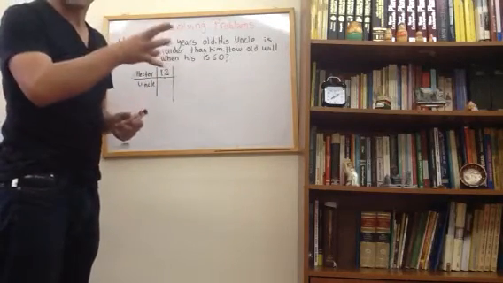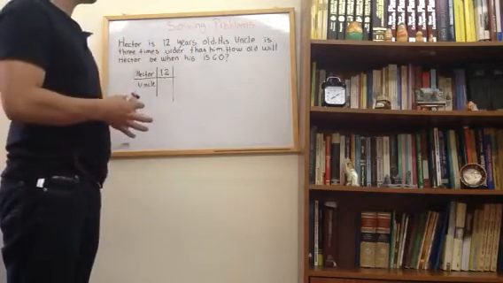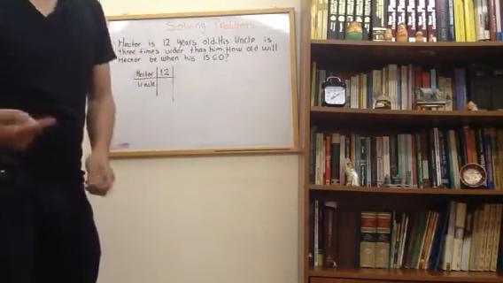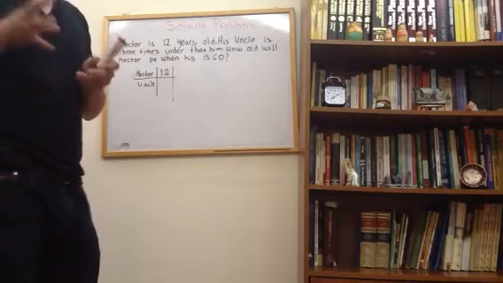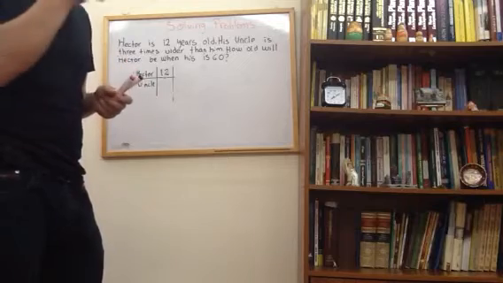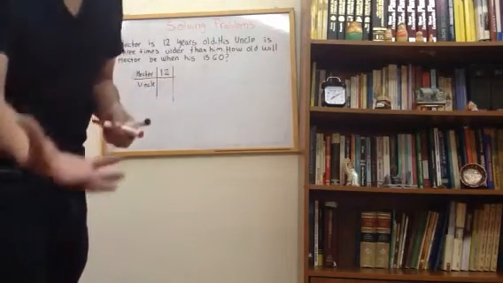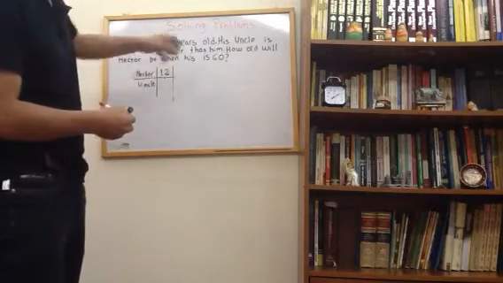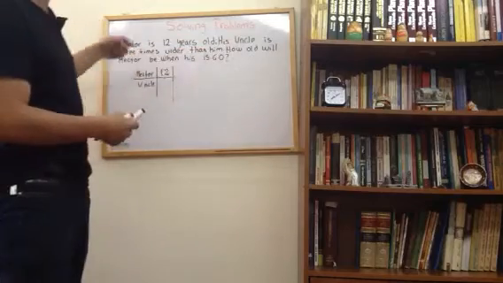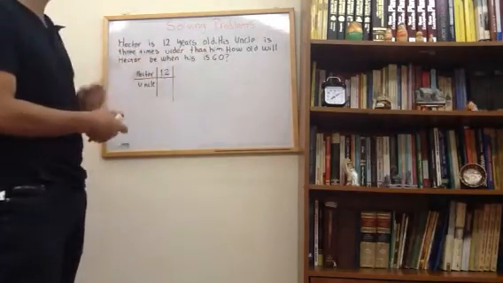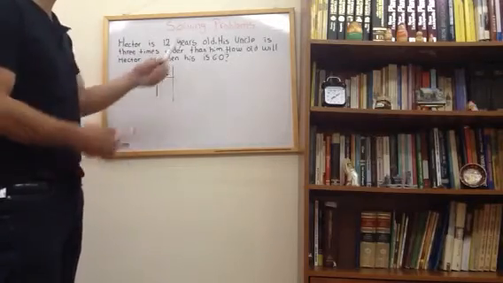So basically, the first topic that I'm going to explain here is what we call solving problems. Alright? A lot of students have trouble solving problems because they don't quite analyze some of the things that appear in a problem. So I'm going to give you this example. The problem says Hector is 12 years old. His uncle is 3 times older than him.